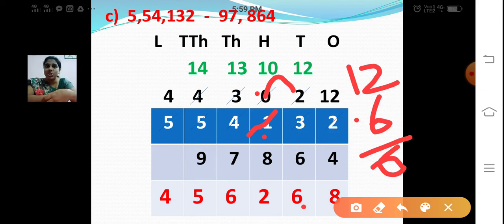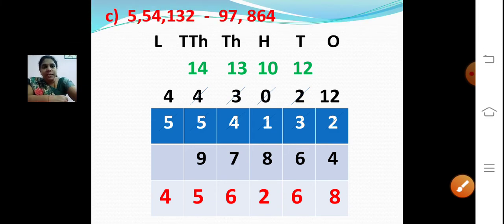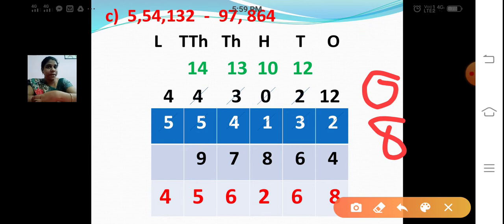Now let's move on to the hundreds place. Let's subtract the hundreds place now. So what number are you having in the hundreds place? Now you are having 0 minus 8. Can you subtract 0 minus 8? Can you subtract this? So what should I do now? I'm going to borrow 1 from the thousands place, isn't it? What number am I having in the thousands place now? 4. So my thousands place will become 3.